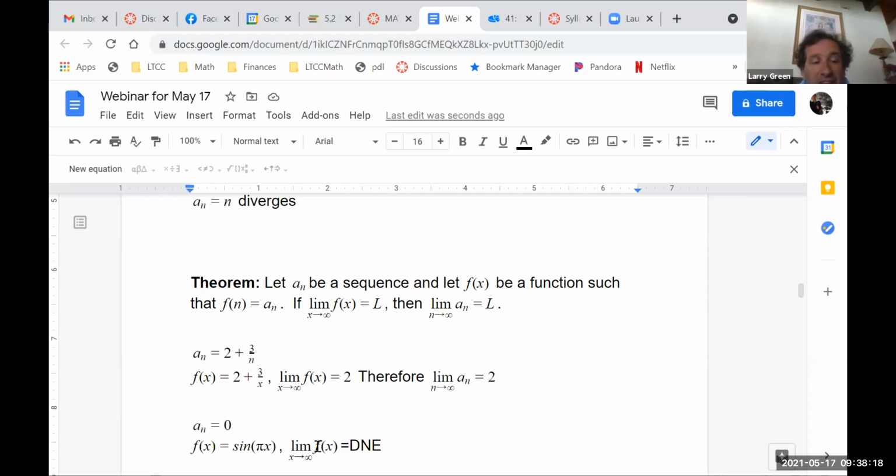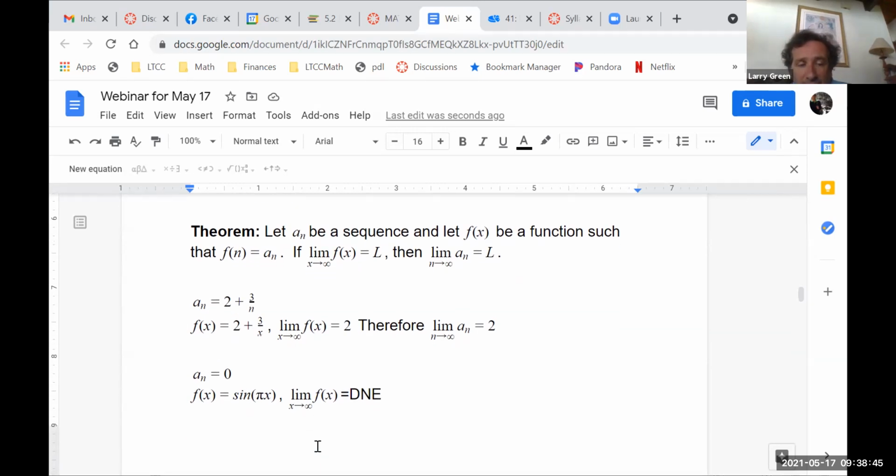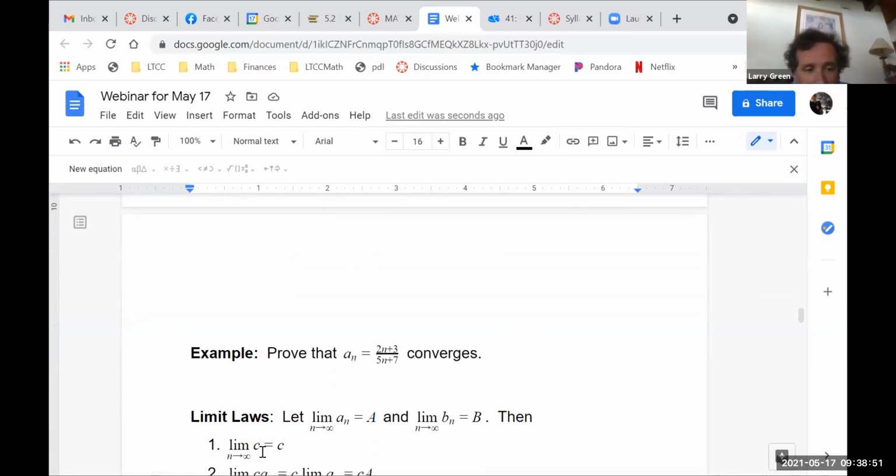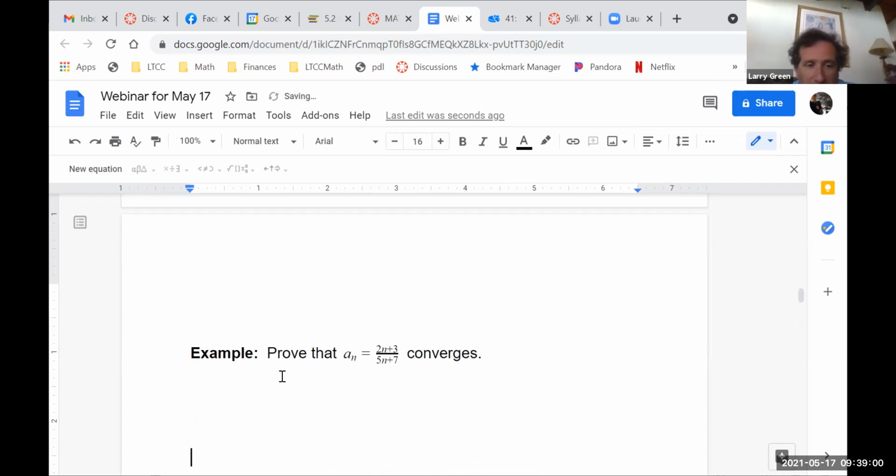So it's important to see this example. I tried to pick one that hopefully you all can see. Coming up with it's hard if you're not used to this stuff. But hopefully seeing it makes some sense that this particular a sub n clearly converges, but f of x, which does match a sub n for integers, doesn't have a limit. So it's a one-way theorem. Any questions on that before I move to the next? We have a lot of information today because there's no quiz to deal with and not a lot of questions either.